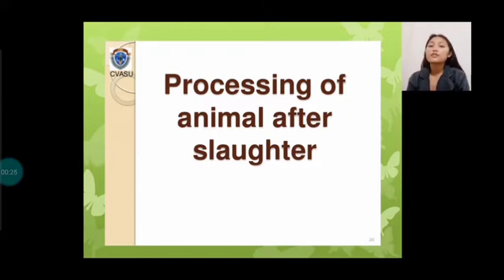and severance of the carotid artery and jugular vein. This method allows for maximal blood removal from the body. At this point in the process, the slaughtering procedures begin and differ by species.